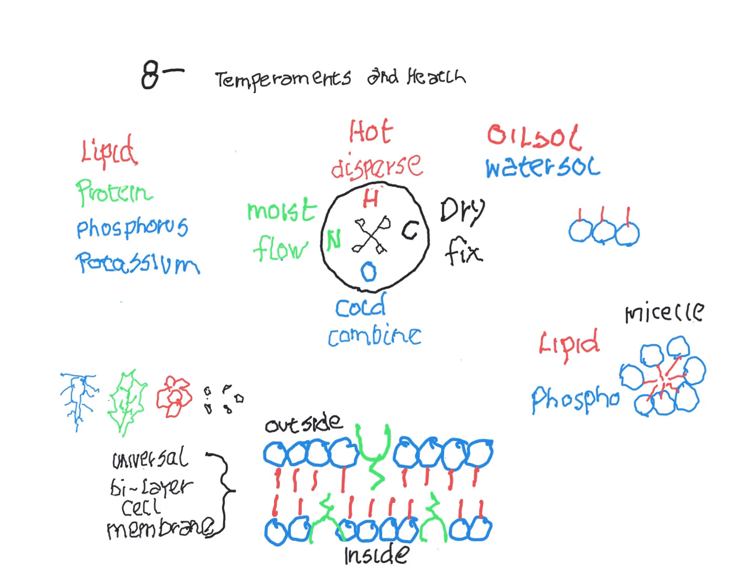So the micelle is the most fundamental unit of the phospholipid. But when many micelles get together, they start to link up in layers that are known as bilayers. So down here, down below at the bottom, we see the universal bilayer cell membrane. That's known as a phospholipid bilayer membrane.